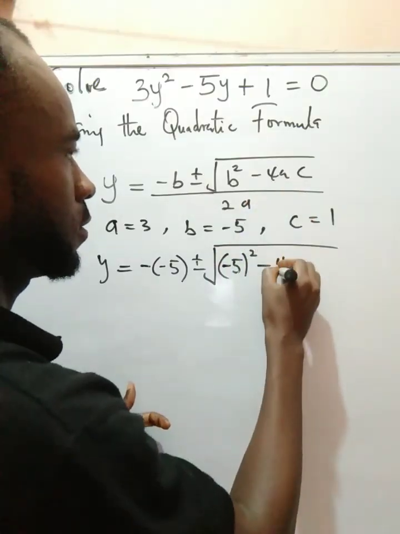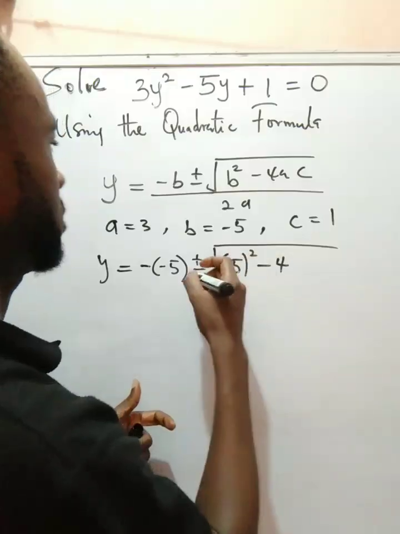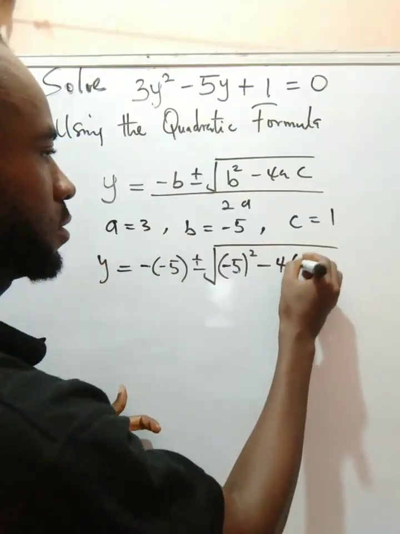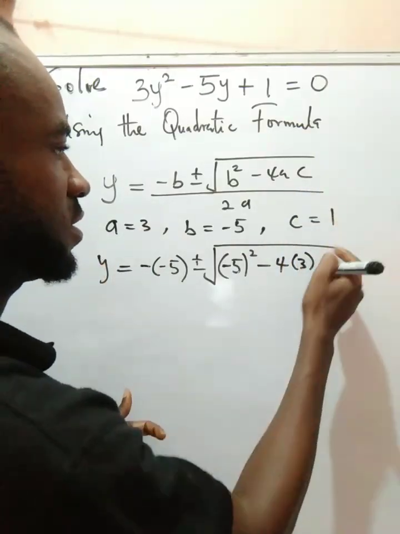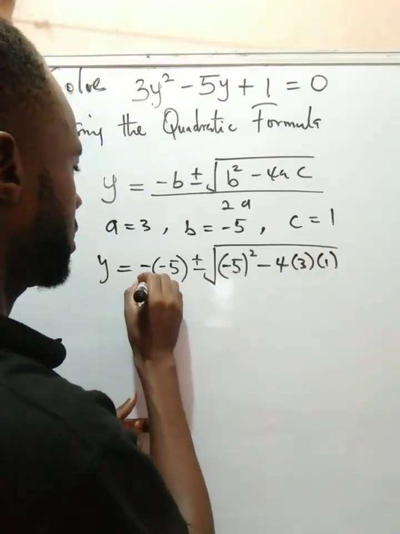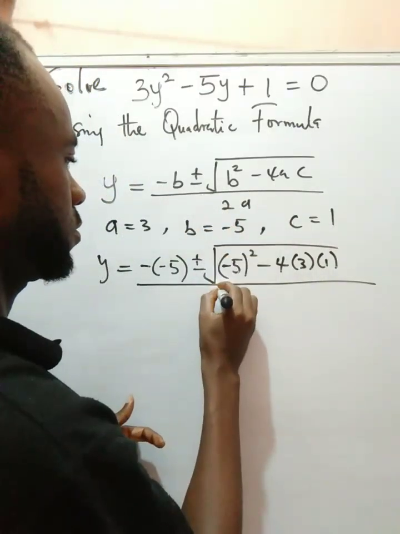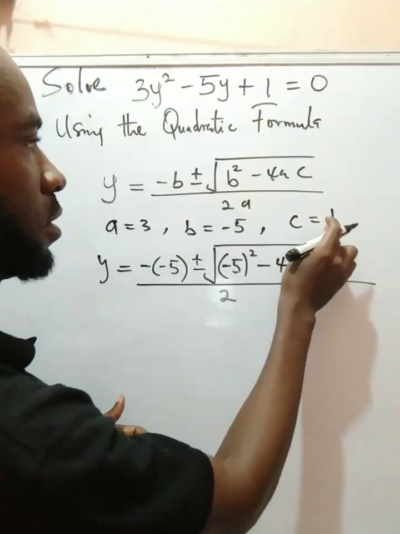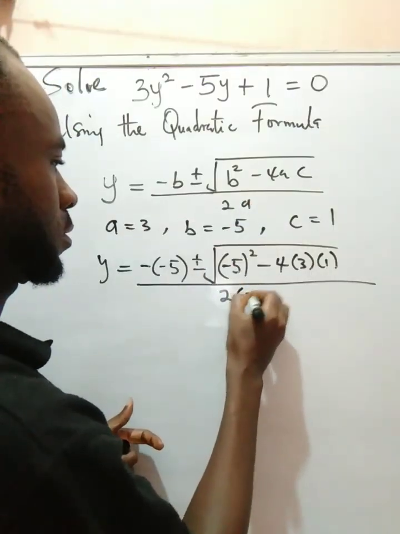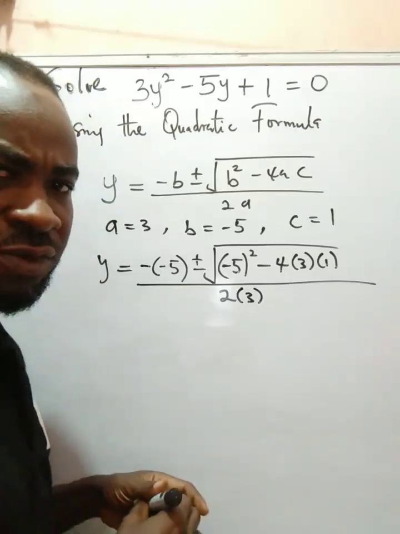And 4a, what's our a? Our a is 3, so 4 times 3. C, what's our c? Our c is 1. Then you put everything over 2a. 2, what's our a? Our a is 3. Can you see that? We're almost done.